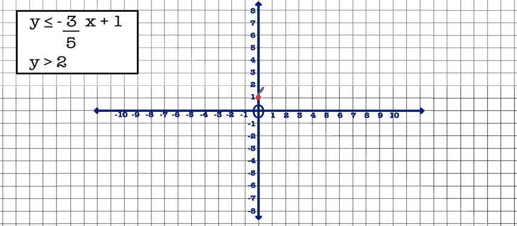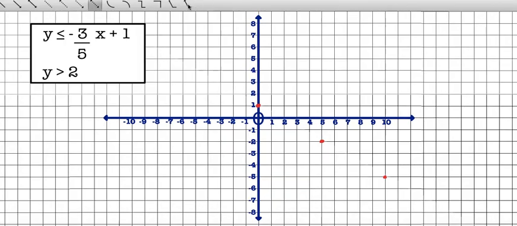And because our slope is negative, negative 3 over 5, we're going to go down 3 units, 1, 2, 3, and then we're going to go to the right 5. 1, 2, 3, 4, 5. And then again, 1, 2, 3, 1, 2, 3, 4, 5. So we have 3 coordinates here, so that's more than enough to draw our line. Let me just change that to red.